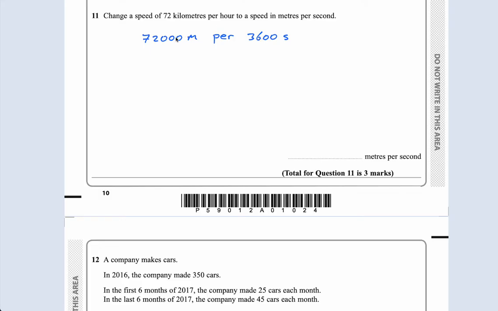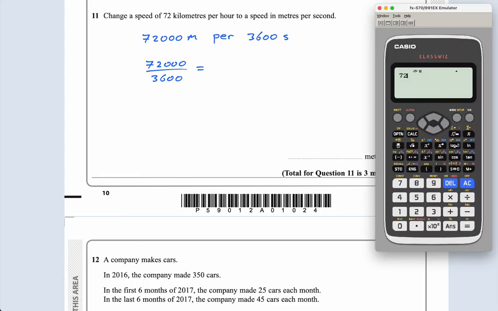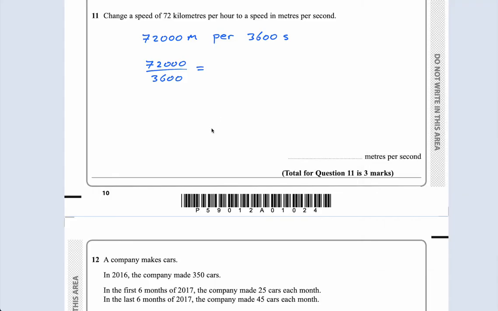But I want to find out how many meters I am traveling in 1 second. So if I'm traveling that much in 3,600 seconds, I'm going to travel this much in 1 second. I divide by 3,600 to find out how much I get in 1 second. So it's 72,000 divided by 3,600, and it gives me a nice even number, 20. So the answer is 20 meters per second.